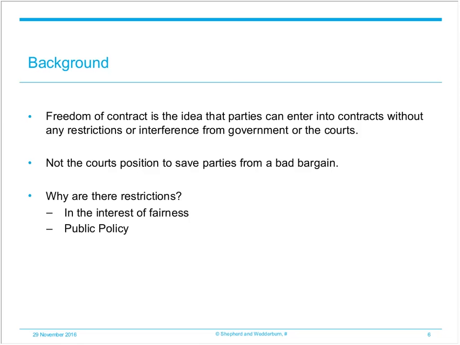I'll now pass back to Iain to discuss the statutory limitations set in place by the government in order to offer protection from unfair contract terms.